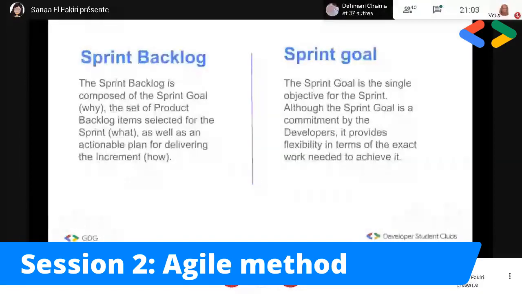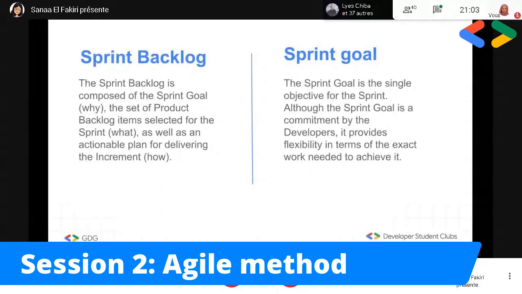Well, the sprint backlog is actually composed of the sprint goal, the why. Why are we doing this sprint? Why are we going through this sprint? And the set of the product backlog items selected for the sprint, okay? So we take the product backlog, which is a set of a lot of items, which is a list. We take some of them and we define them as a sprint backlog, okay? As well as actually an actionable plan for delivering the increment. The increment is the question of how to do it.